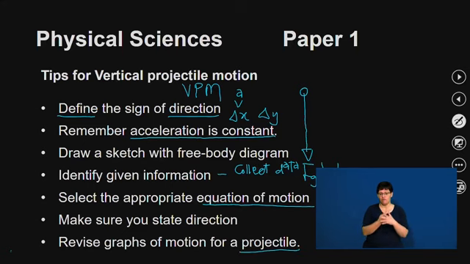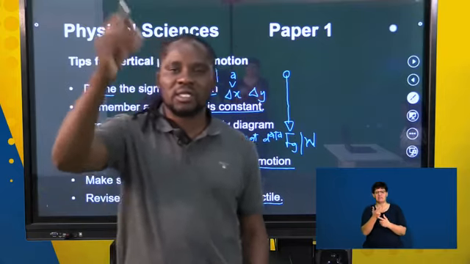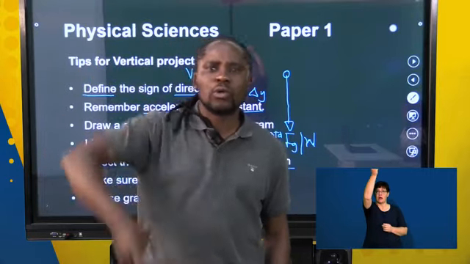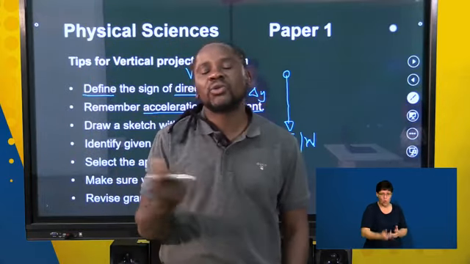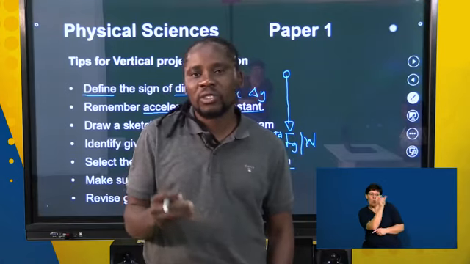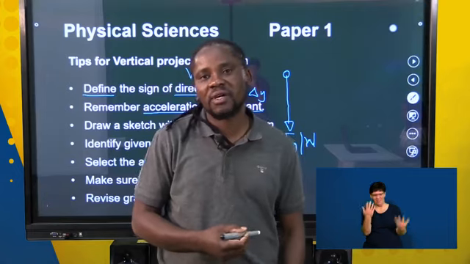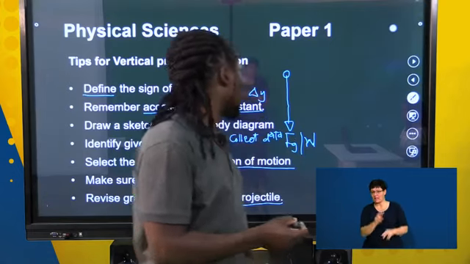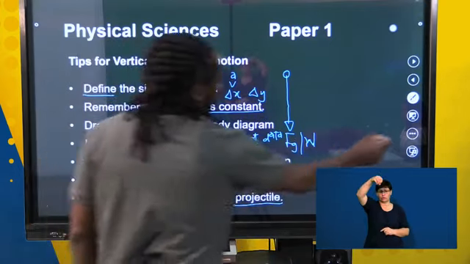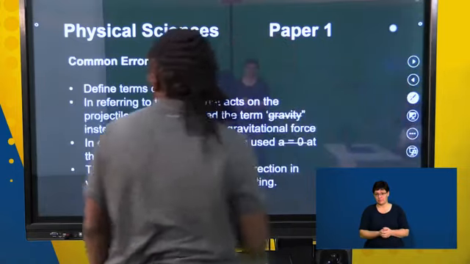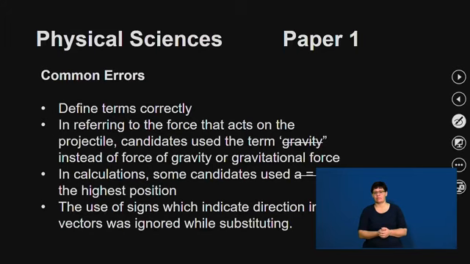So these are different scenarios. It can be an object released, thrown, dropped. Pay careful attention to the words because they have scientific implications in terms of what exactly happens as far as that particular motion is concerned. All right, okay, right. These are some of the common errors involved in vertical projectile motion. We need to guard against that because marks can be lost in that way.